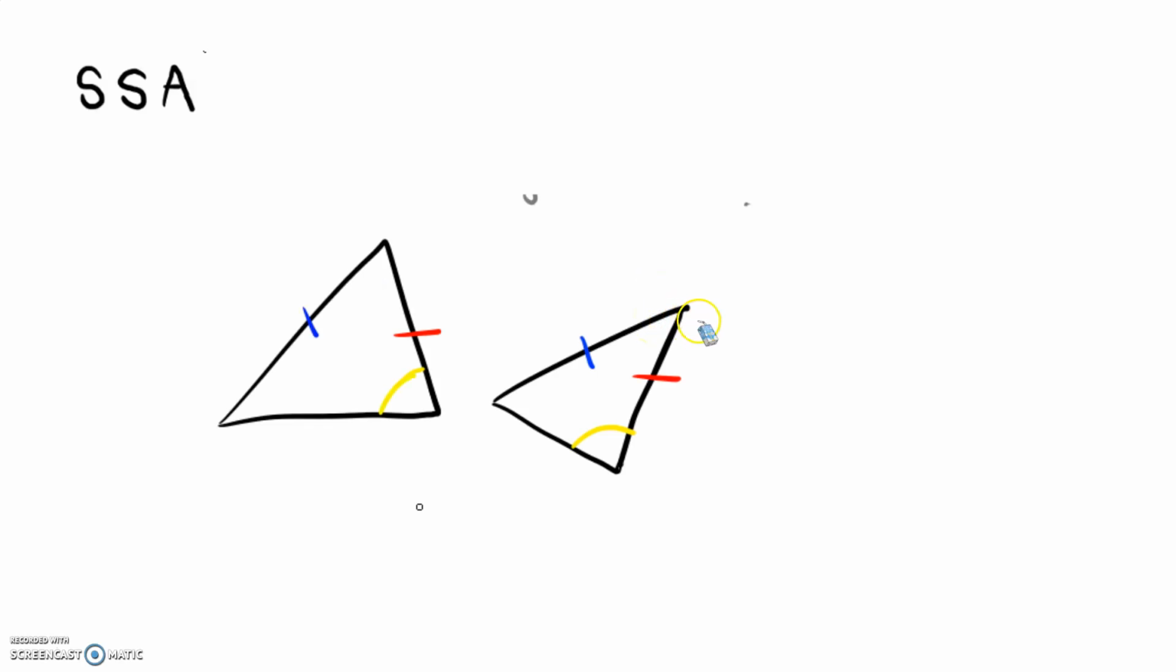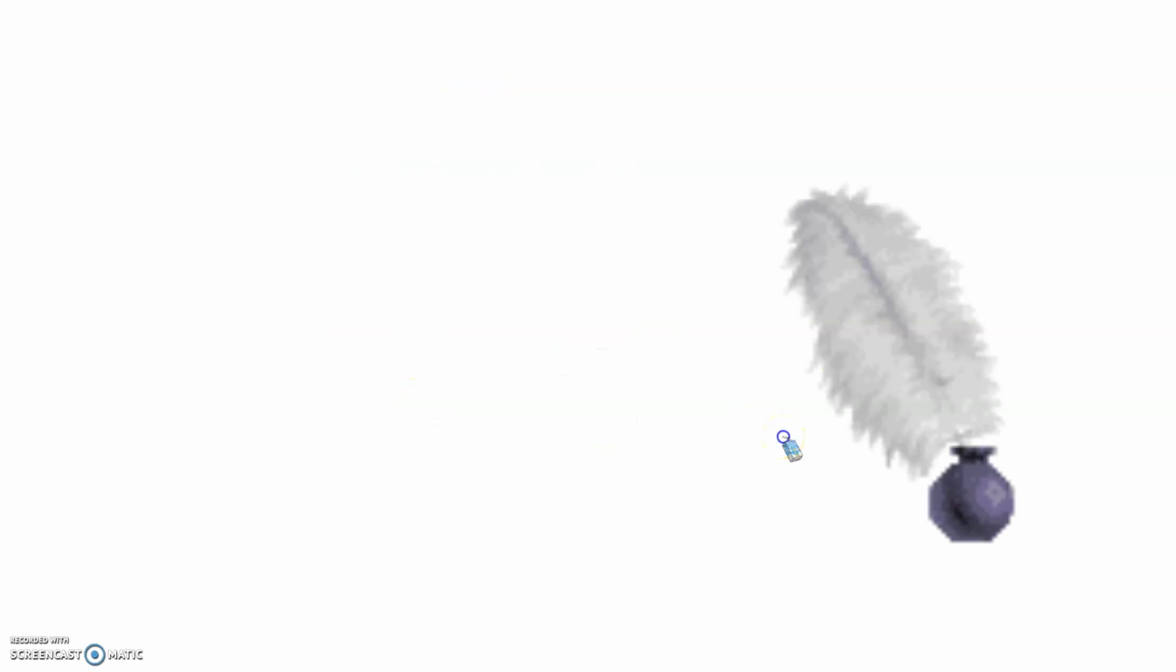Finally, side-side angle. It does not prove congruency because you can still change two angles and one side, so this triangle can still vary. So it does not prove congruency. Thank you so much for watching.